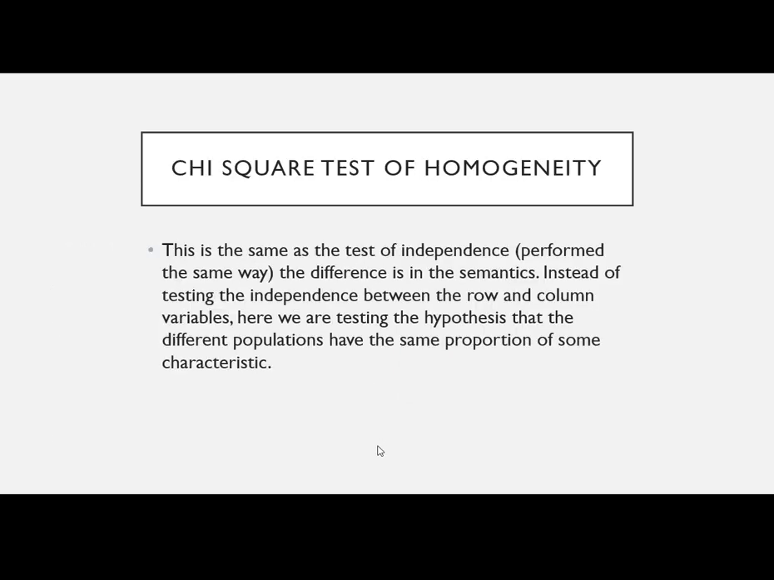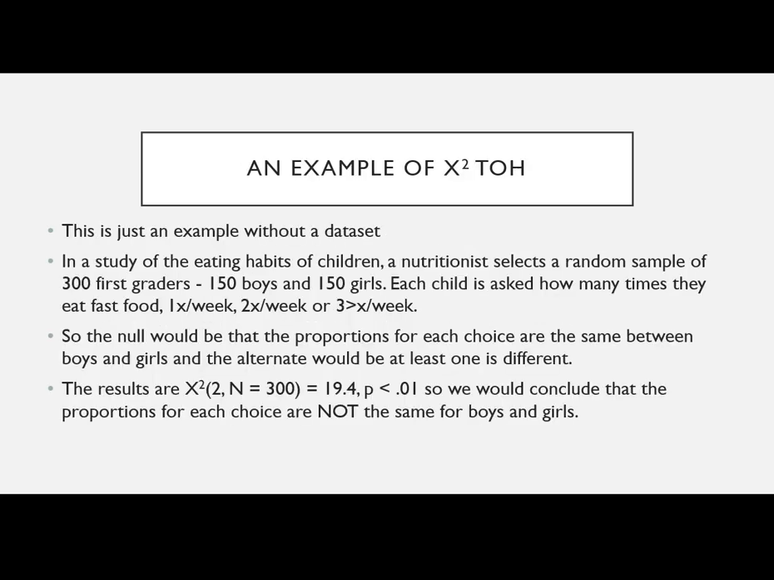So we also have this thing called the chi-square test of homogeneity. This is the same test as the test of independence, performed the same way. The difference is in the semantics. Instead of testing whether or not there's independence between the row and the column variables, here we're testing the hypothesis that the different populations have the same proportion of some characteristic.